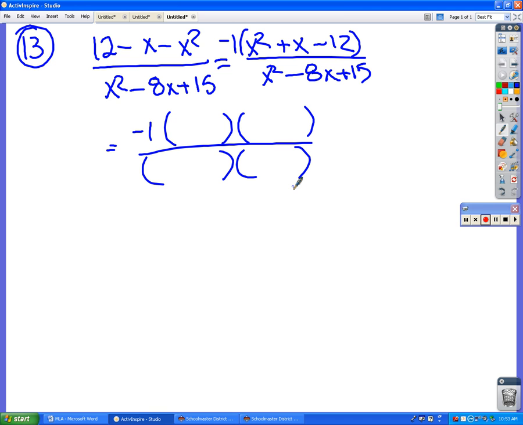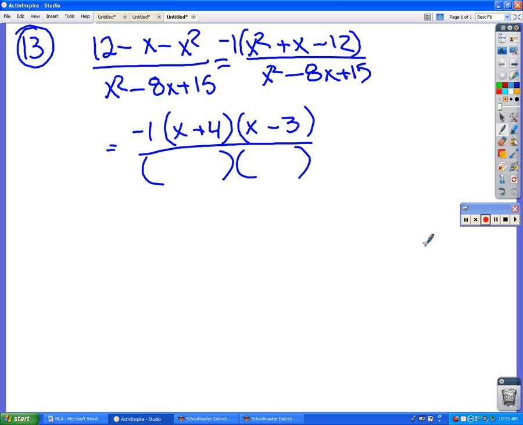So if I'm going to factor this top thing, it goes x and x. I need two numbers to multiply. And which one's positive and which is negative? The middle one is positive. So that means the bigger number that you said to me has to be positive.